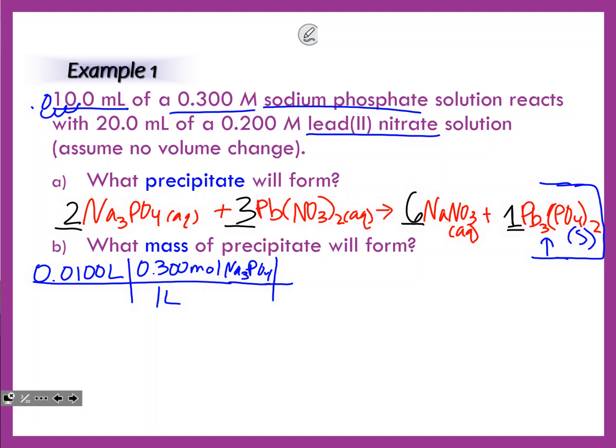Which product are we working to? We're working to the precipitate, right? It says what mass of the precipitate will form, so we've got to work there. So moles Na3PO4, 2 moles of Pb3(PO4)2. So what is the mole ratio? This is a 2, this is a 1, right? 2 and a 1.